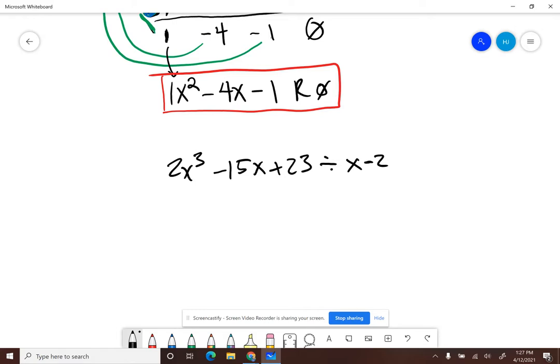Now, there's a reason that I want to pick this problem. All right, we'll call this number 2. There's a reason I want to pick this problem because it has a very special situation here that we need to look at.